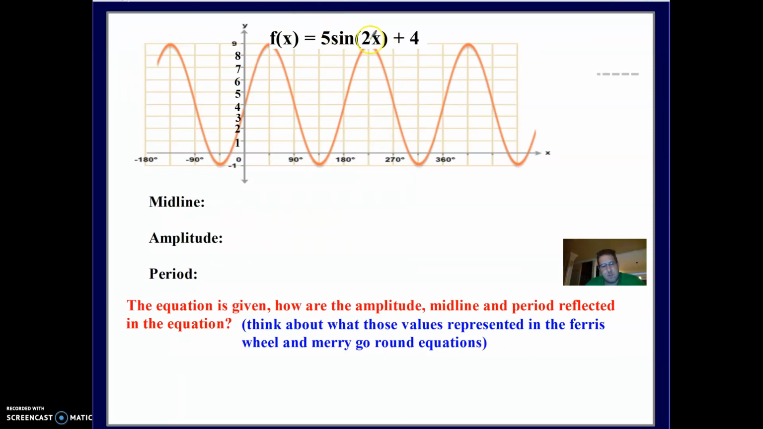So for this one, it does 2 cycles per 360 degrees. So that would be 1, 2, and that makes sense because that's 2 right there. There's 1 right there. Its amplitude is 5 because that means it's the height away from the midline, and 4 is the actual midline, so I'll draw that there. 5's the distance, 1, 2, 3, 4, 5. So that's the distance from the midline. That is the midline, and this is how many cycles it does per 360.